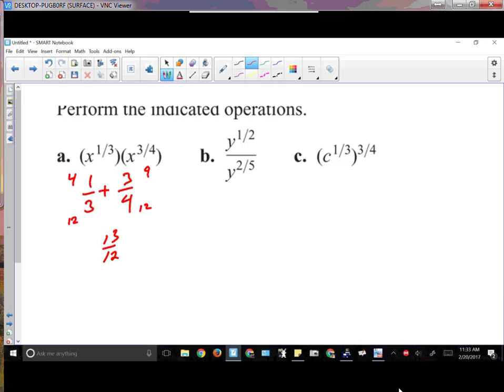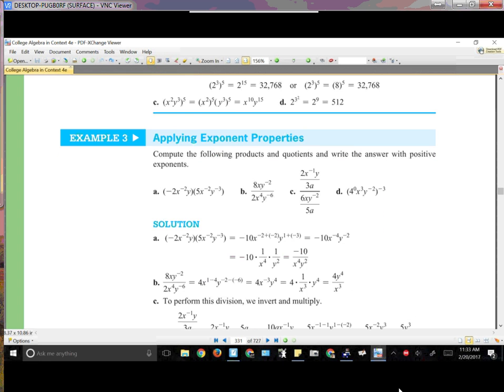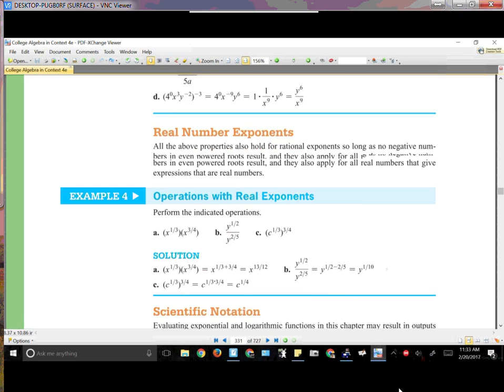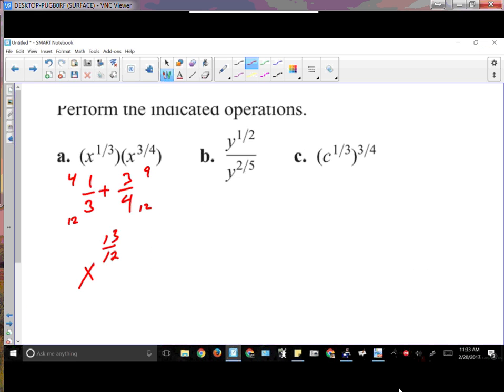Depending upon what you want, you could leave it like this. Let me check back and see just what they did, if they left it as such. I think they did. Didn't they? Yep, left it as 13 twelfths. So far, so good, right? Over here, division, subtraction. So that is going to be 1/2 minus 2/5.